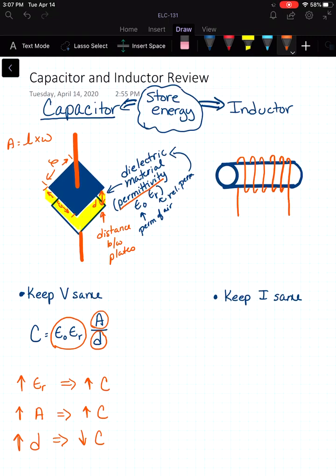All right, so that's the construction of our capacitor. Let's talk about the construction of our inductor. A few things influence the amount of inductance, and the point for our inductor is a strong magnetic field.